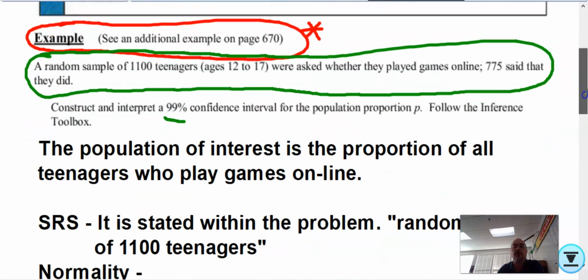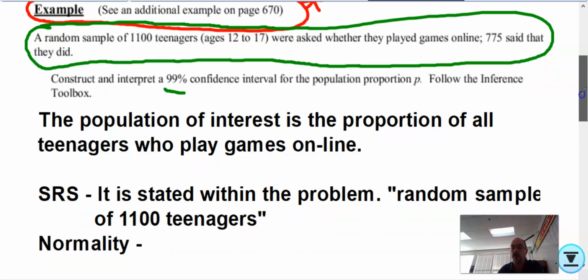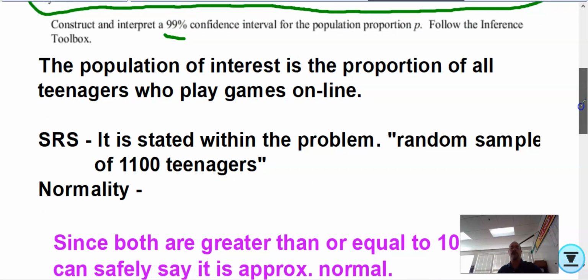Step two, simple random sample. Ladies and gentlemen, it is stated in the problem that it is a simple random sample, so you need to actually write that. It is stated within the problem, random sample of 1,100 teenagers. You have to write these out. This is our formal steps before we get to a conclusion.